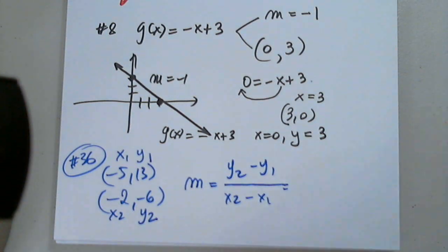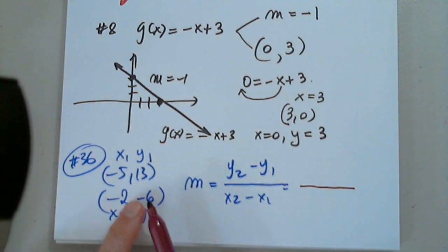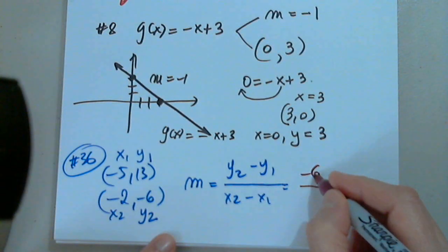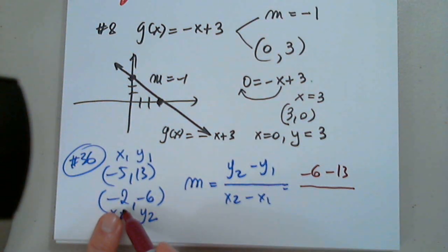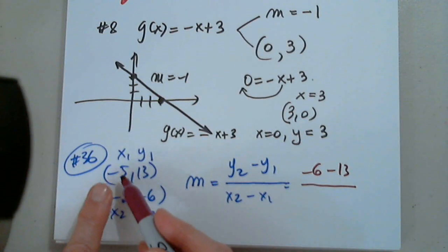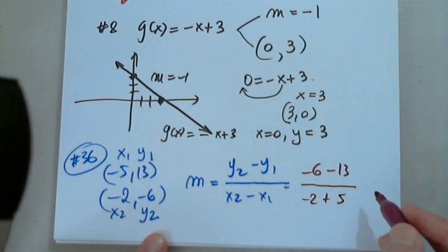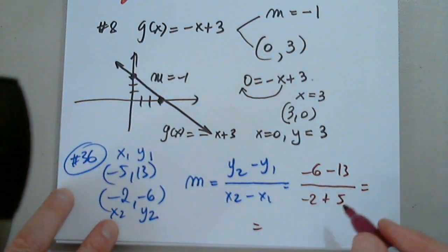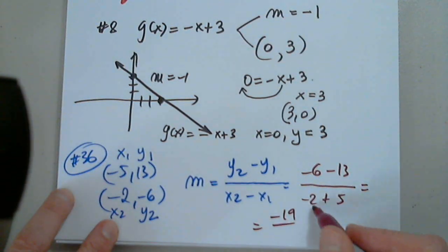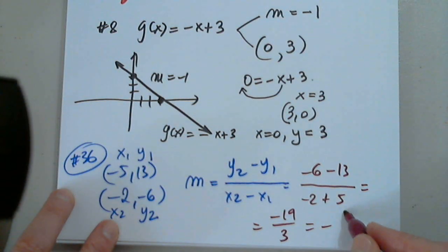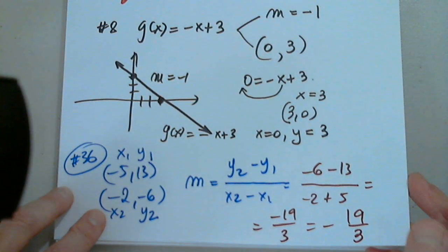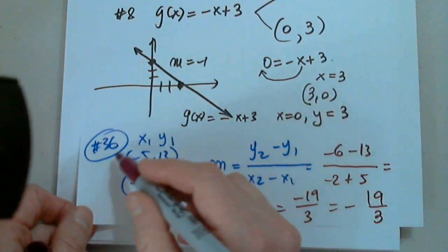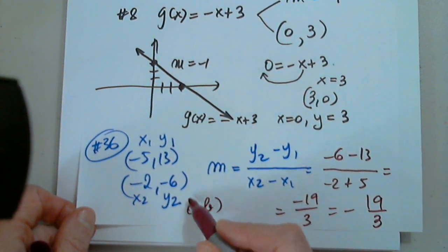Can anyone dictate? What should I write? Negative 6 minus 13. Excellent. Over negative 2 plus 5. Excellent. Who was that? Samuel. Thank you. So, of course, this is negative 19. Of course, this is 3, and that's it. Negative 19 divided by 3. Good. What do I do next? Notice I do not have 0 comma a number.